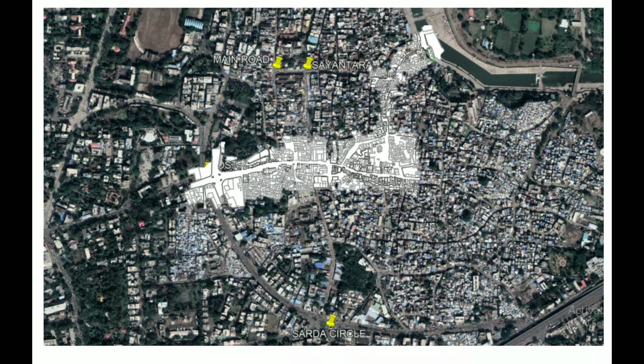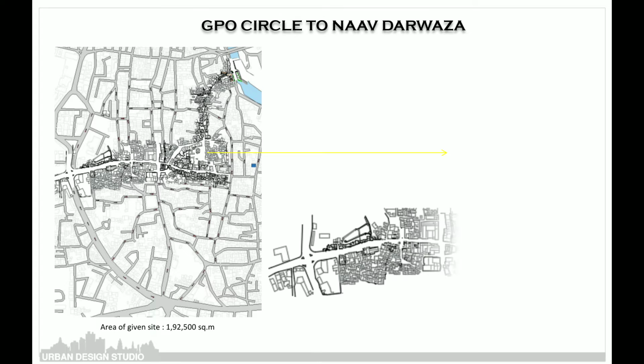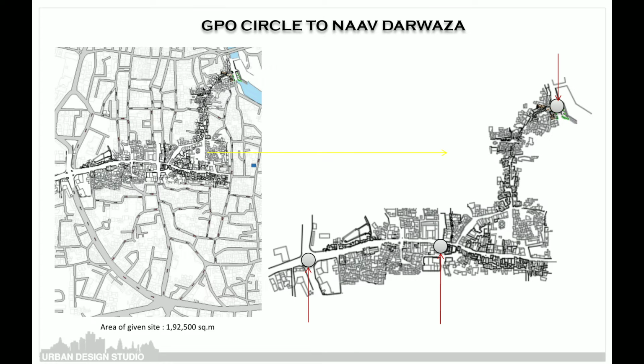The total area of the given site is 1,92,500 square meters. It contains the primary road from GPO Circle to Hussain Chowk with commercial activities, retail, shopping, residences, and some historical landmarks. Then the secondary roads have residences, manufacturing units, and religious places.